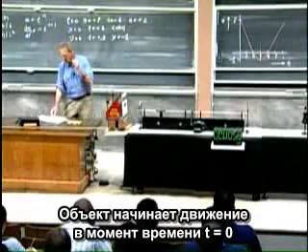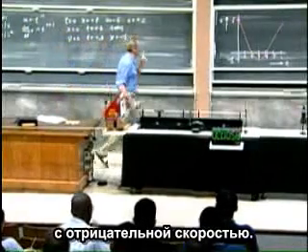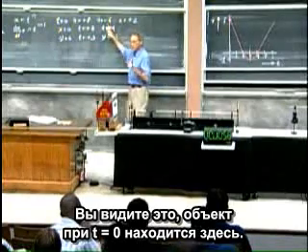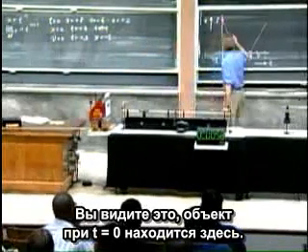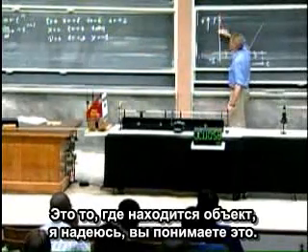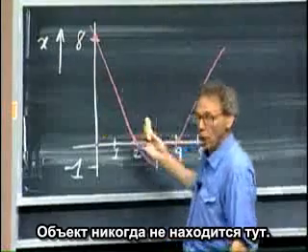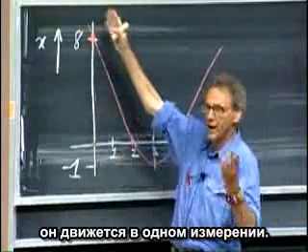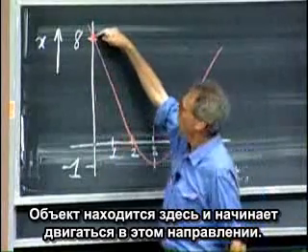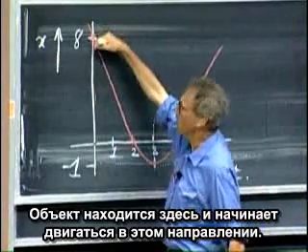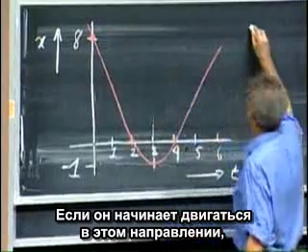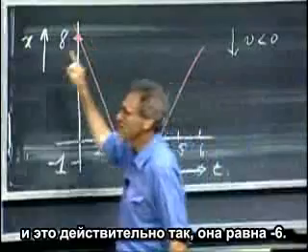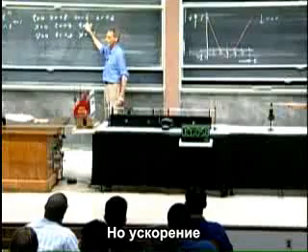The object starts out at t equals 0 with a negative velocity. You can see that. The object at t equals 0 is here. The object is never here. This is the road, the one-dimensional track on which the object is sitting. The object is here, and it starts going in this direction. If it starts going in this direction, the velocity must be less than 0. And indeed it is. It's -6.